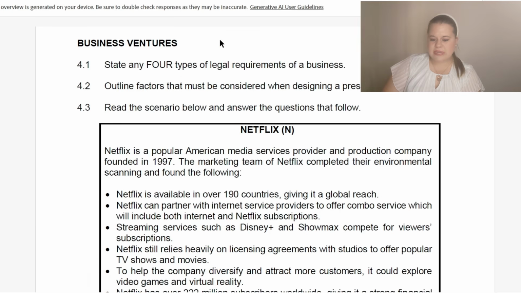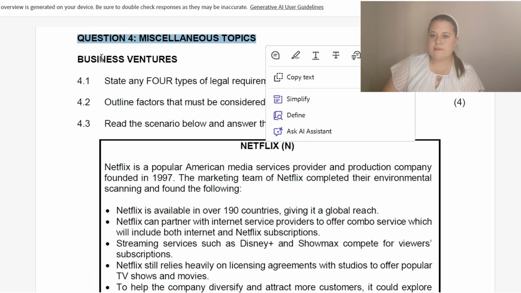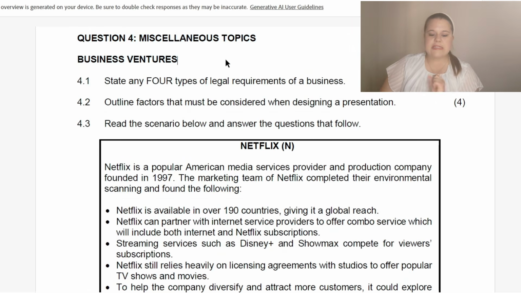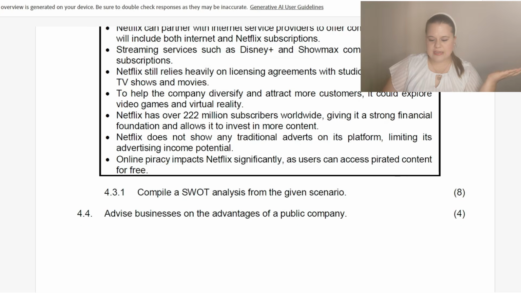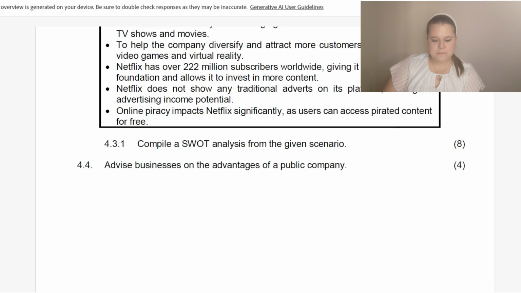Question 4, miscellaneous. Business ventures. First, state any 4 types of legal requirements of a business. Outline the factors that must be considered when designing a presentation. So we're on the business ventures side. This is a very long scenario. Okay, but we are compiling a SWOT analysis. Makes sense. Advise businesses on the advantages of a public company.